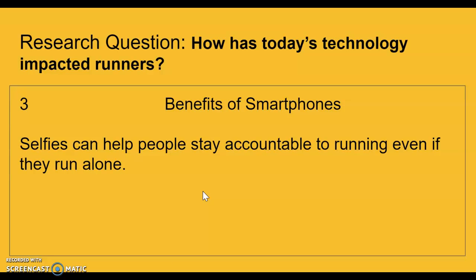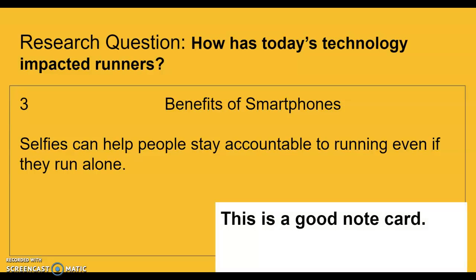I'll take a look at this note card. Is this a good card considering our research question? Why or why not? Pause the video to think about it. This is a good note card. We do know what source the information came from. We do have a main idea at the top. Remember, this is optional. We have one piece of information, and it is related to our research question.